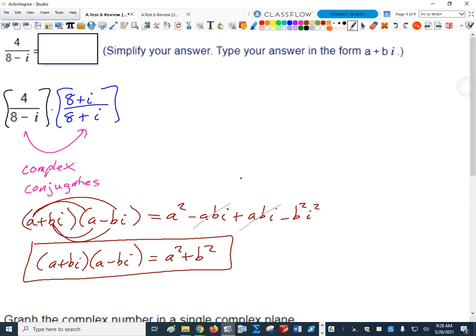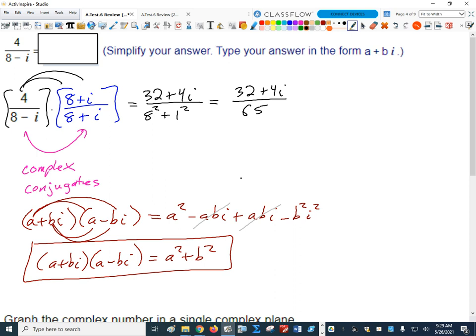So when we multiply these out, it's really easy to do, right? What if I'm multiplying the bottom here? What is a? What's b? 1, right? Because we're going to add it and subtract it. See what I'm saying? So on the bottom, we're just going to get 8 squared plus 1 squared. Easy, right? Now on the top, we just have to distribute. If I distribute the 4, I'm going to get 32 plus 4i. And so on the bottom, 64 plus 1 is 65. On the top, I get my 32 plus 4i.